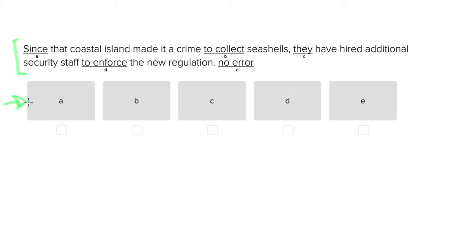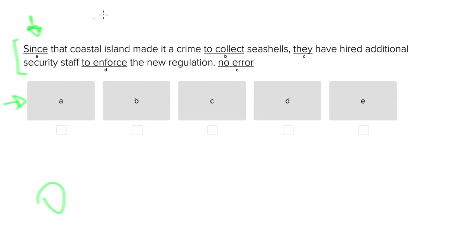Since a coastal island made it a crime to collect seashells, they have hired additional security staff to enforce the new regulation. So the idea is you're going to have a coastal island that has passed a law saying that it is now going to be illegal to collect seashells, to grab seashells from the shore. And as a result, and we see it's a result because of the word since here, they have hired additional staff to ensure that the law is being followed. So since here is what is causing the causal relationship.